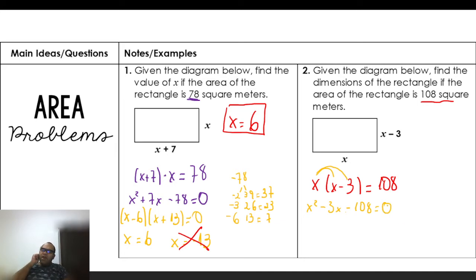Which method do we use here? I don't know, 108 is so big. Let me figure it out, guys. Oh, but here is an odd number. Let's do the sum and product.